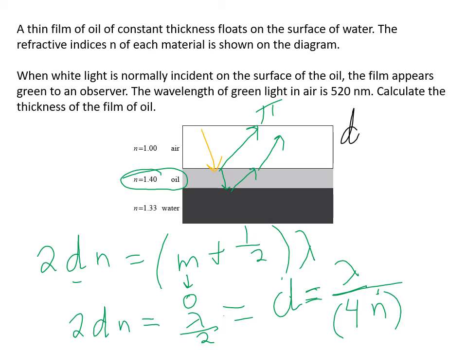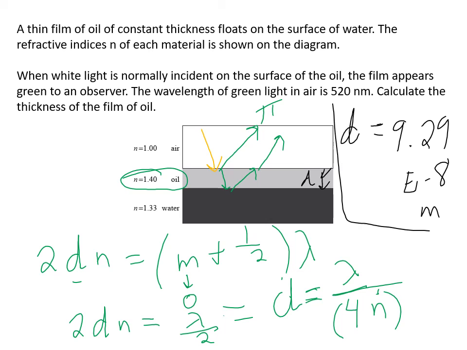So the width of the thin film, this value for d, in this case is, so the oil is really, really thin. It's 9.29 E negative 8 meters thick. Very, very thin amount of oil.